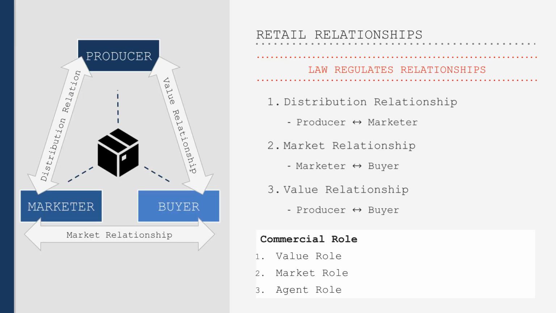The law regulates 3 key retail relationships: the distribution relationship between the producer and the marketer, the market relationship between the marketer and the buyer, and the value relationship between the producer and the buyer. Commercial functions are performed in value, market, or agent roles.